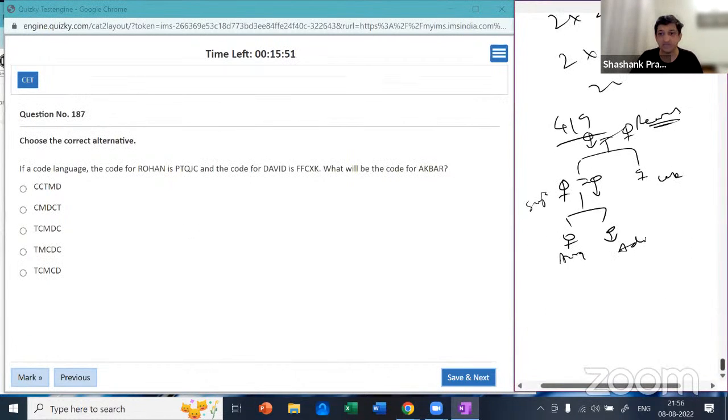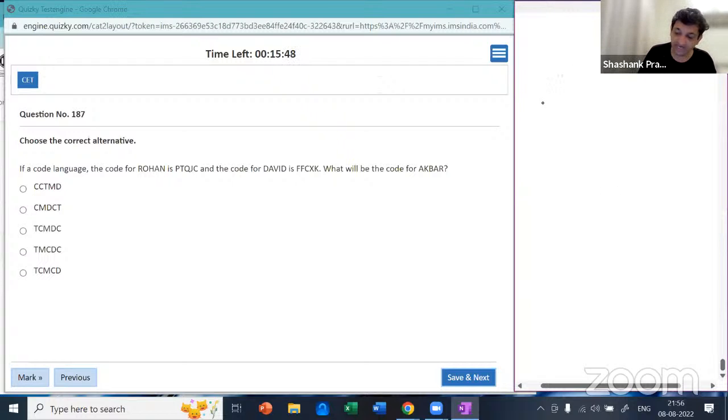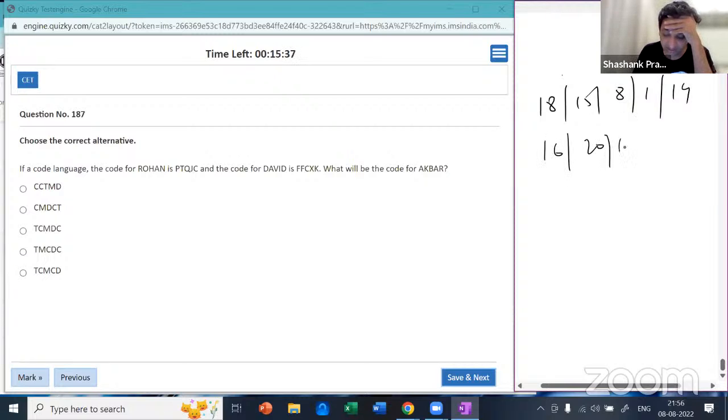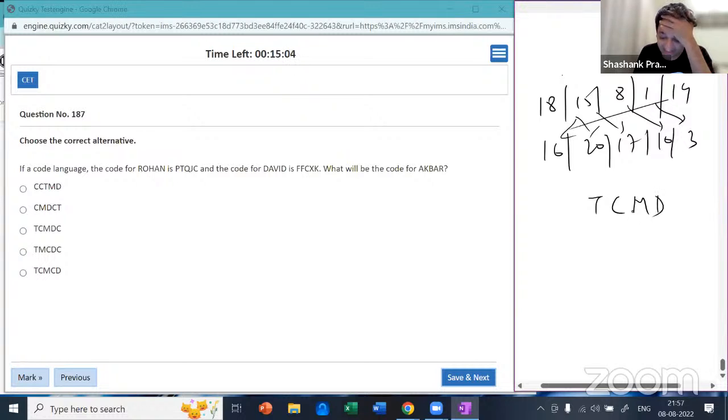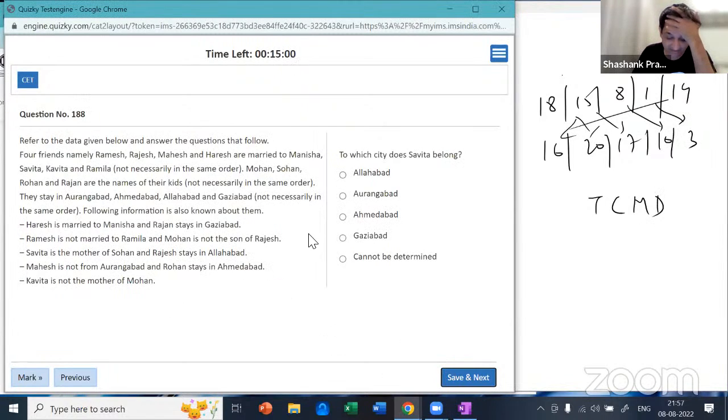Okay. Rohan is PTQJC. Okay, I'll have to write this down. Rohan, PQRSP. So 18, O is 15, H is 8, A is 1, and 14 is PTQJCP. OP 16, T 20, PQ is 17, J 10, C 3. Okay, so what is happening here? 1 and 3 I can see, 8 and 10 I can see, 15, 17, 18, okay. So the last one goes to the front. Okay. R will come to the front, R, S, T. So T will start it. And A, B, C. So T, C, K, M. T, C, M. Okay. B, C, D. T, C, M, D. Okay.